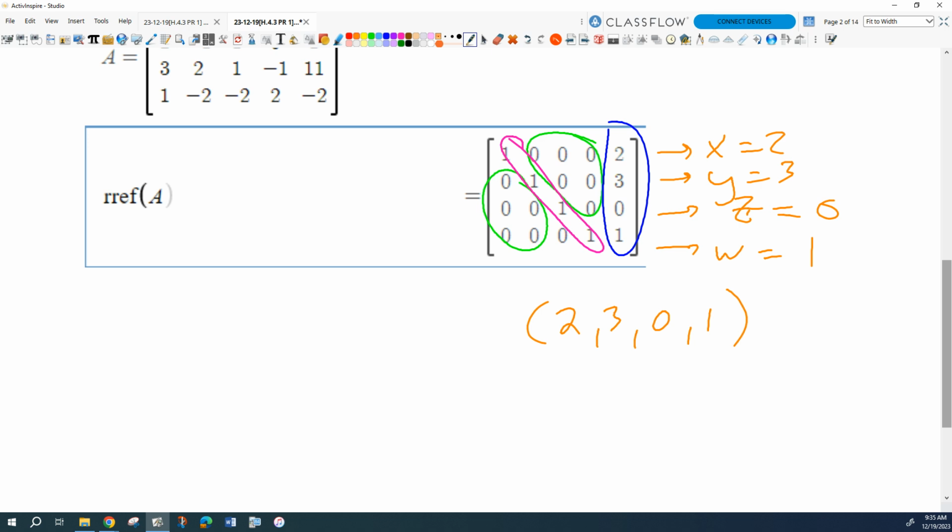And if we had the capacity to graph, each of those rows now would correspond to a four-dimensional object, and the intersection of those four-dimensional objects would be at this point in four-dimensional space. But obviously we can't do that. That's what would happen if we lived in a 4D universe.